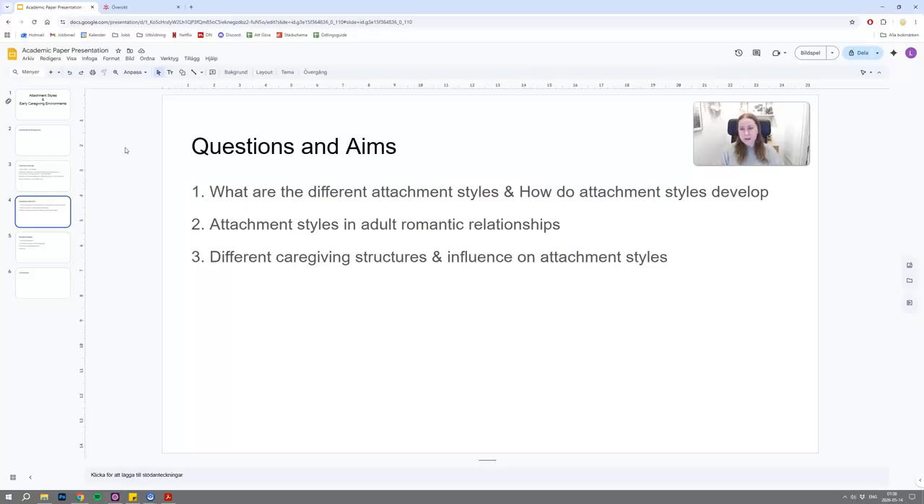So the questions I had in my paper are, what are the different attachment styles and how do attachment styles develop? Attachment styles in adult romantic relationships, like I talked about before, and the different caregiving structures and their influence on attachment styles. So basically a summary of what I've already explained. I wanted to explore what are the different attachment styles, and what causes them to develop, like what triggers each different attachment style to be developed. And then how attachment styles affect behavior in adult romantic relationships, and how different caregiving structures could influence the development of attachment styles.